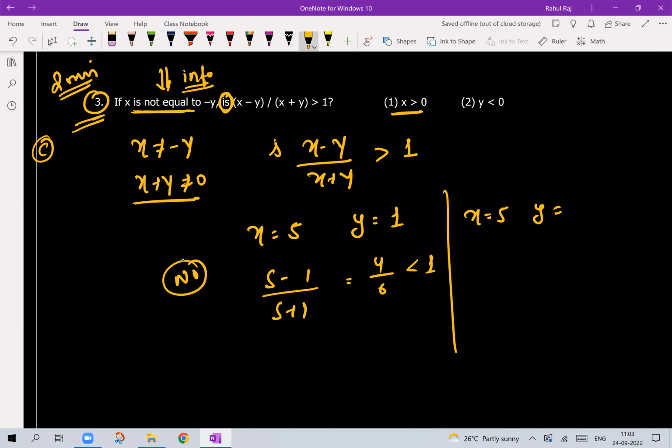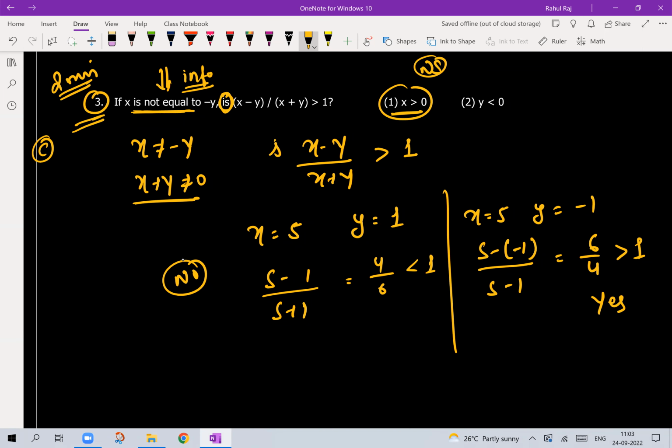I should try and get a yes situation. Take x is equal to 5, y is equal to, let's say, minus 1. What do I have? (5 minus of minus 1) by (5 minus 1). That is 6 by 4, which is greater than 1. I have a no situation. I have a yes situation. I can say option number 1 is not sufficient.